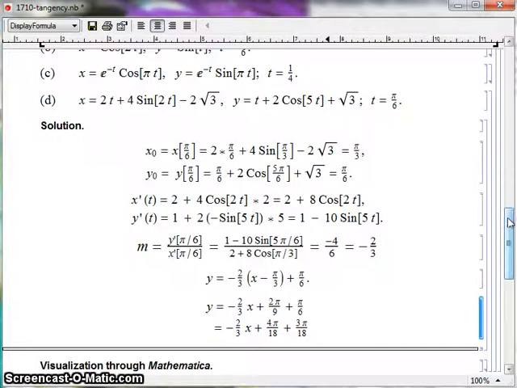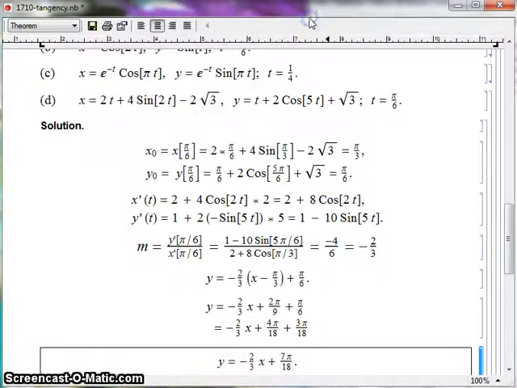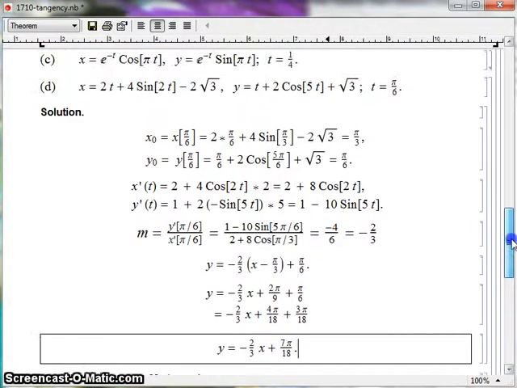So let's do a little bit more algebraic manipulation. Break up the parentheses. Negative, negative becomes plus. And then take the common denominators and put them together. We're going to end up with this final form of the answer: negative 2/3 x plus 7 pi over 18. This concludes the solution of the problem.